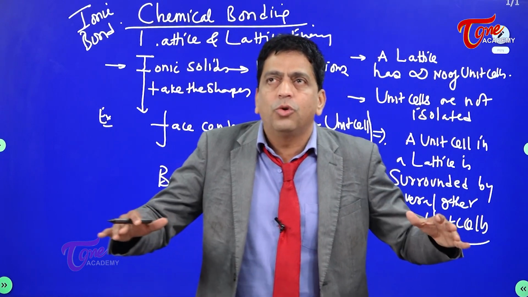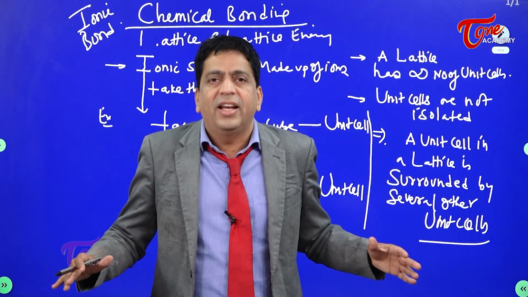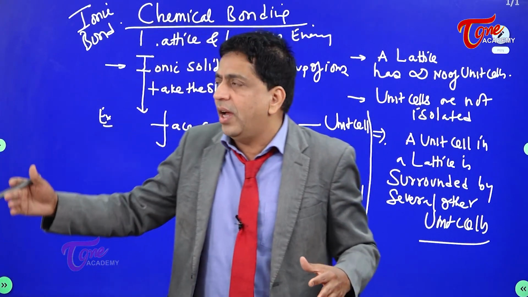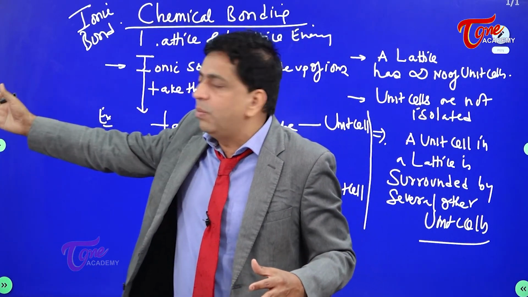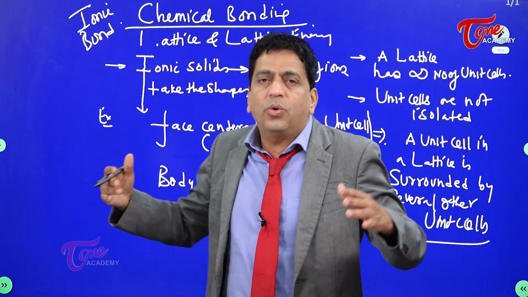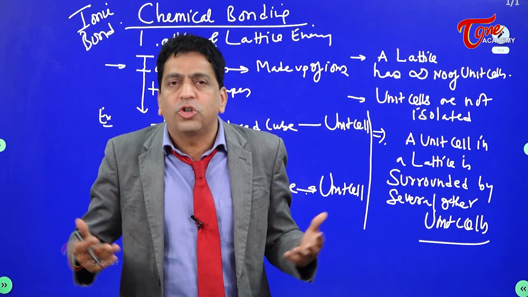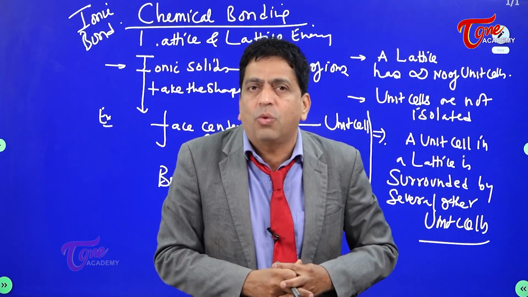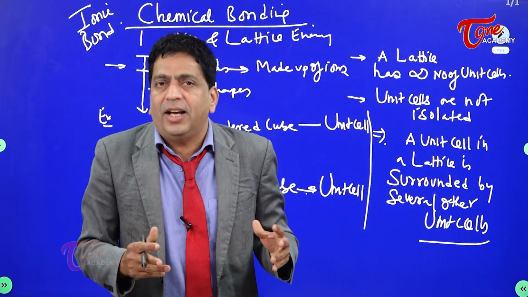Remember that. So when you take this room as one unit cell, it's not an isolated room. You have the other room next to this. Next to that you have another room. Next to this you have another room. Or you can have four portions above this room also. You must understand, it's not an isolated quantity. It's not an isolated entity.